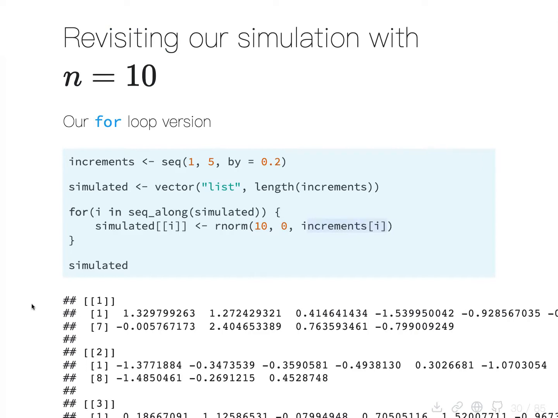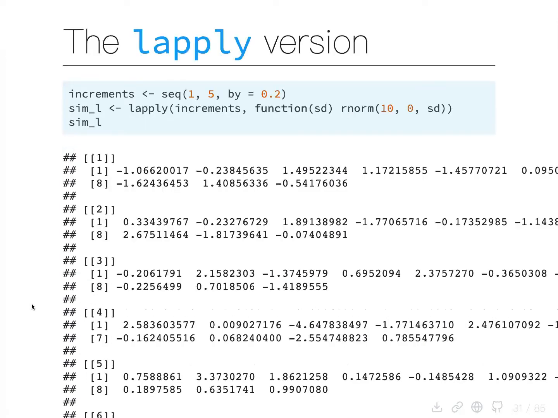Five lines of code. Okay. But the lapply version is really 1 line of code, and I've broken it apart into 2 lines here. In the lapply version, we just say lapply increments. Increments is the thing that we're going to loop over, and then we tell it the function that we want it to apply. In this case, we're applying what's called an anonymous function. It's anonymous because it's not bound to a name like mean or whatever.